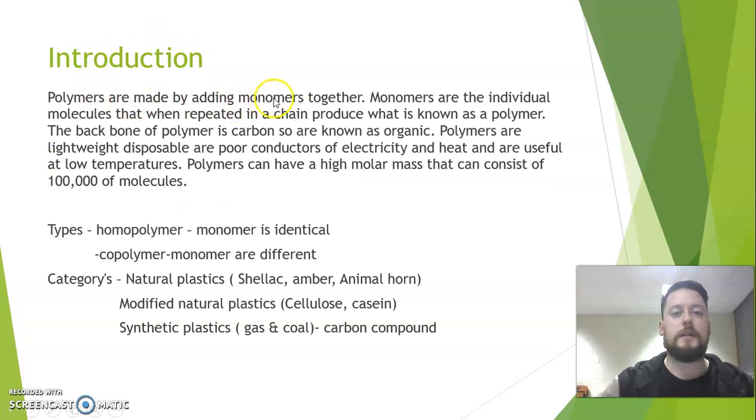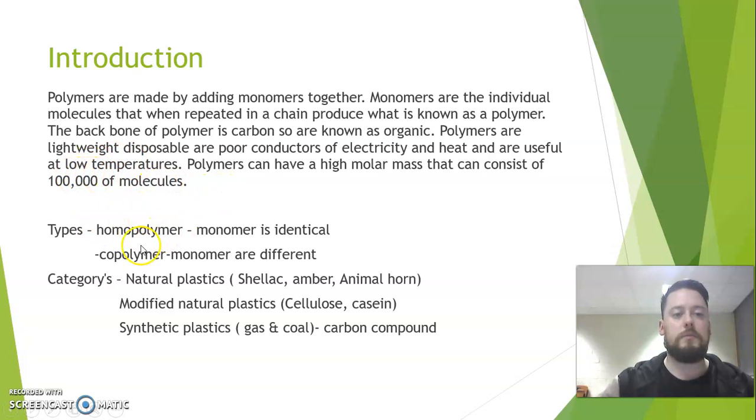Introduction: polymers are made by adding monomers together. Monomers are the individual molecules that, when repeated in chain, produce what is known as a polymer. The backbone of a polymer is carbon, so they are known as organic. Polymers are lightweight, disposable, poor conductors of electricity and heat, and are useful at low temperatures. Polymers can have a high molar mass that can consist of 100,000 molecules.